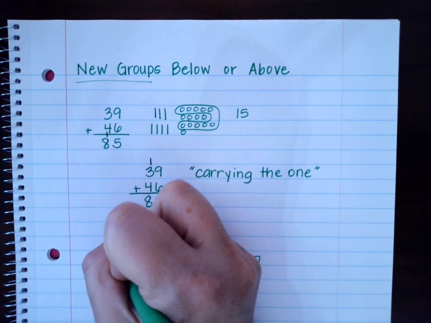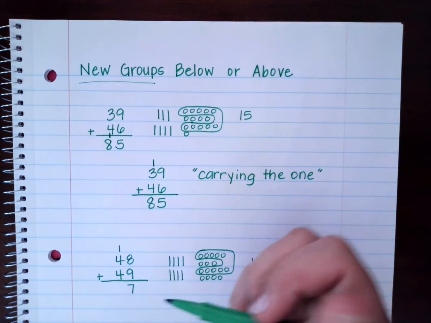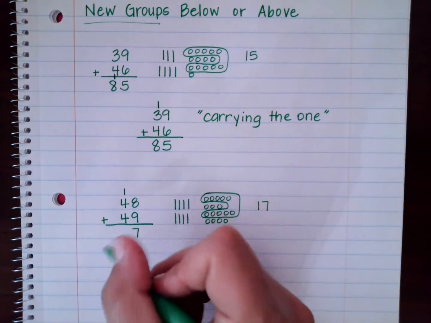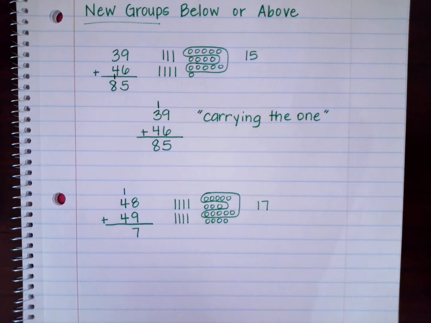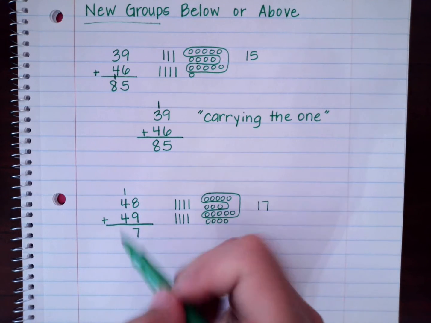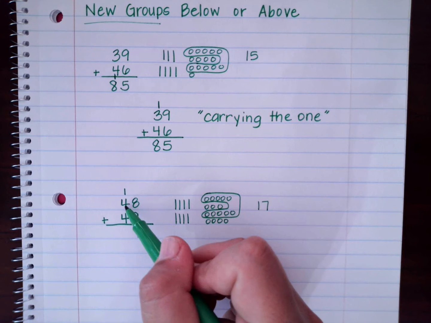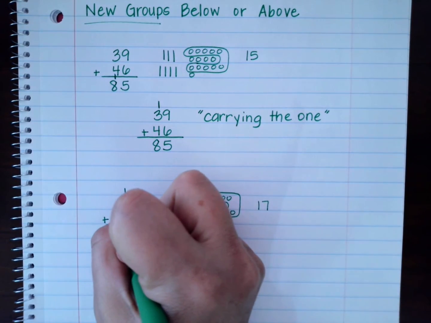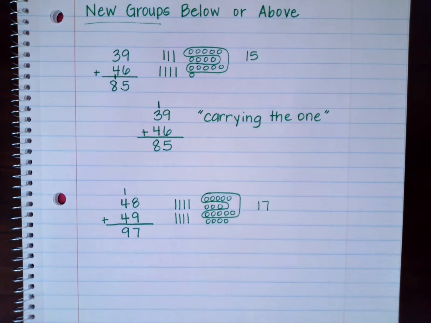So like I said, I like new groups above. That's my method of choice. So I'm going to put it above the 4. If you want to put it above the 4 like me, go ahead. Otherwise, you can put it below your 4. Then you can go ahead and add your 10s. So 1 plus 4 is 5, plus 4 more is 9.